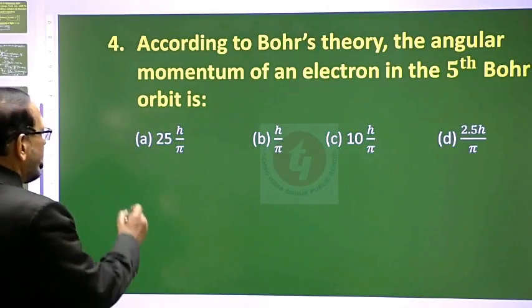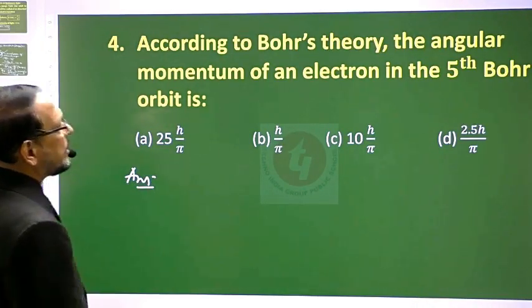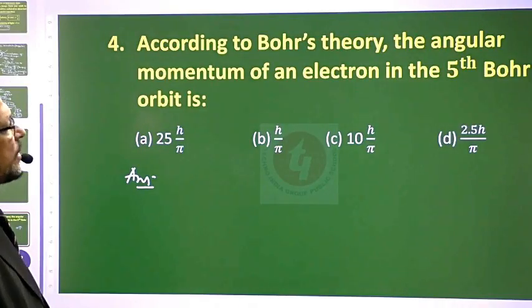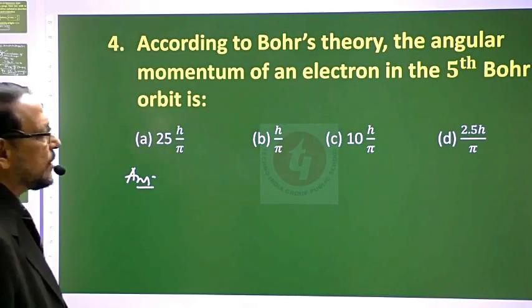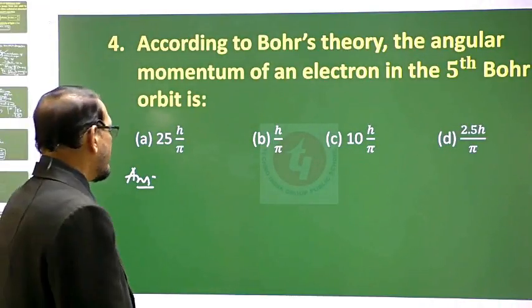Now the question is: according to Bohr's theory, the angular momentum of an electron in the fifth Bohr orbit is? So very simple. This question came in the NEET, but it's very simple.